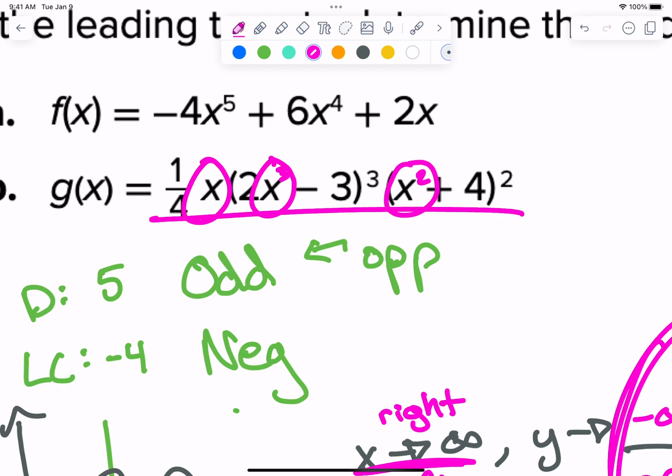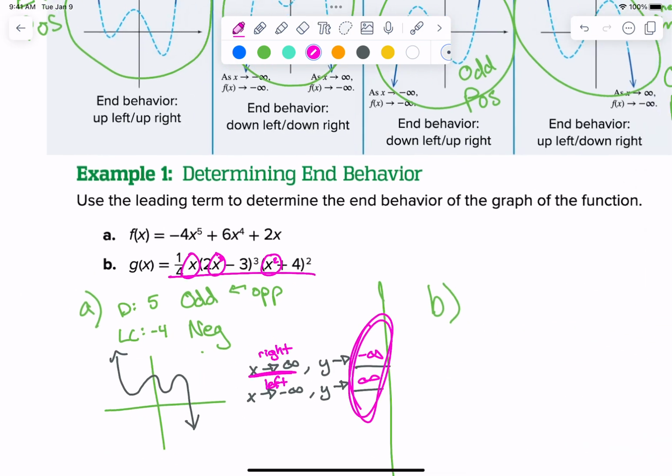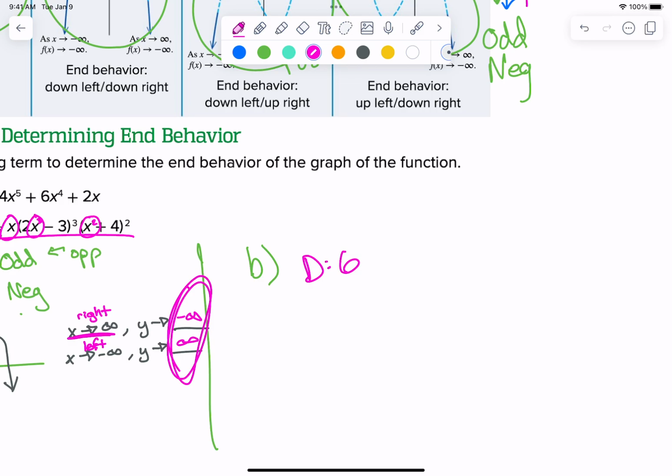my first term would be to the 6th power. So the degree here would be 6. He would be an even function, okay?